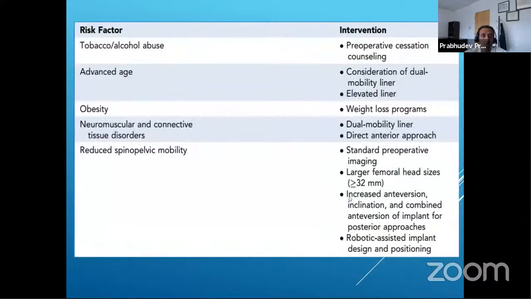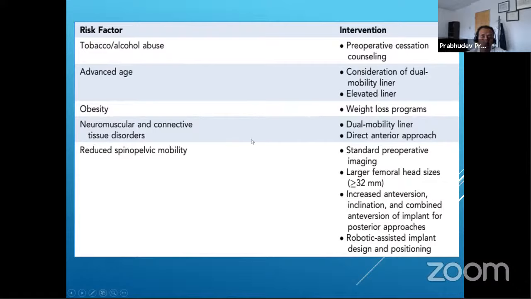Just a quick slide about what are the things we need to consider when we are dealing with these risk factors, like patients who are alcohol dependent and other drug dependents. Very important, they are properly counseled, and they should be sober for several months before we consider any type of operation on them. Patients who are elderly, we should consider dual mobility liners and elevated liners. Obese patients, again, they have to be properly counseled, and they should go through weight loss programs. We know they are at a higher risk for many other complications, including wound problems and infections.